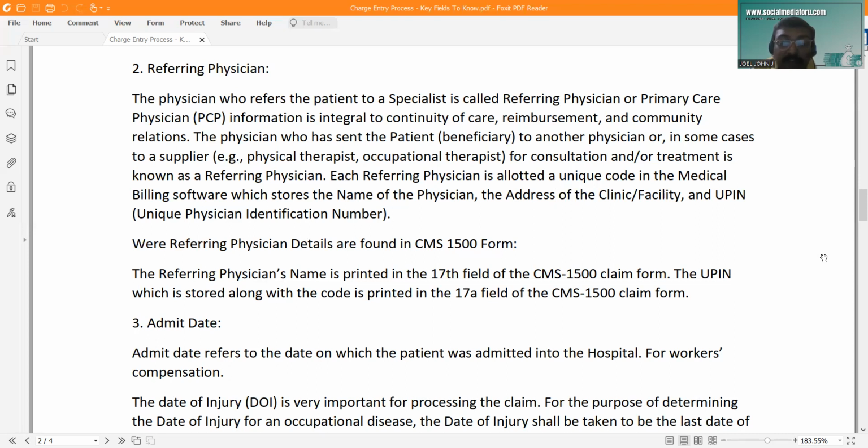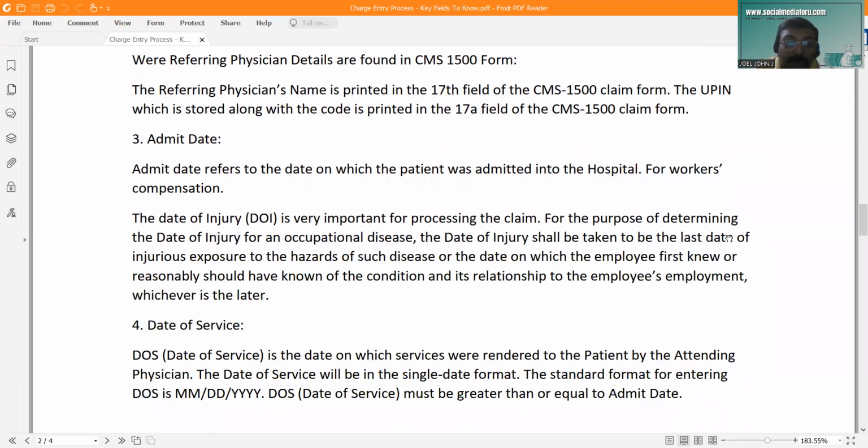UPIN stands for Unique Physician Identification Number. This is also a very important question for senior people. What's the full form of UPIN? Unique Physician Identification Number. Where are referring physician details found on the CMS 1500 form? The referring physician name is printed in the 17th field of the CMS 1500 claim form, and the UPIN, which is stored along with the code, is printed in the 17A field of the CMS 1500 claim form.